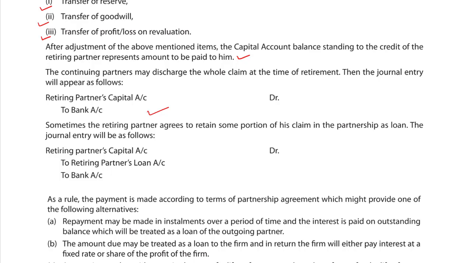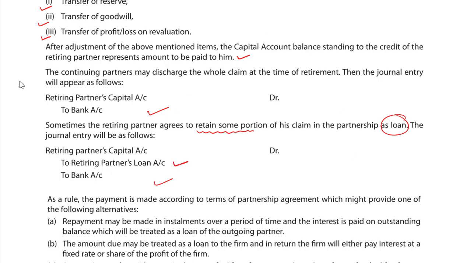Sometimes the retiring partner agrees to retain some portion of his claim in the partnership as a loan. The journal entry will be as follows. Retiring partner's capital account debited, to retiring partner's loan account, to bank account, because the retiring partner has retained some portion of his claim as a loan.